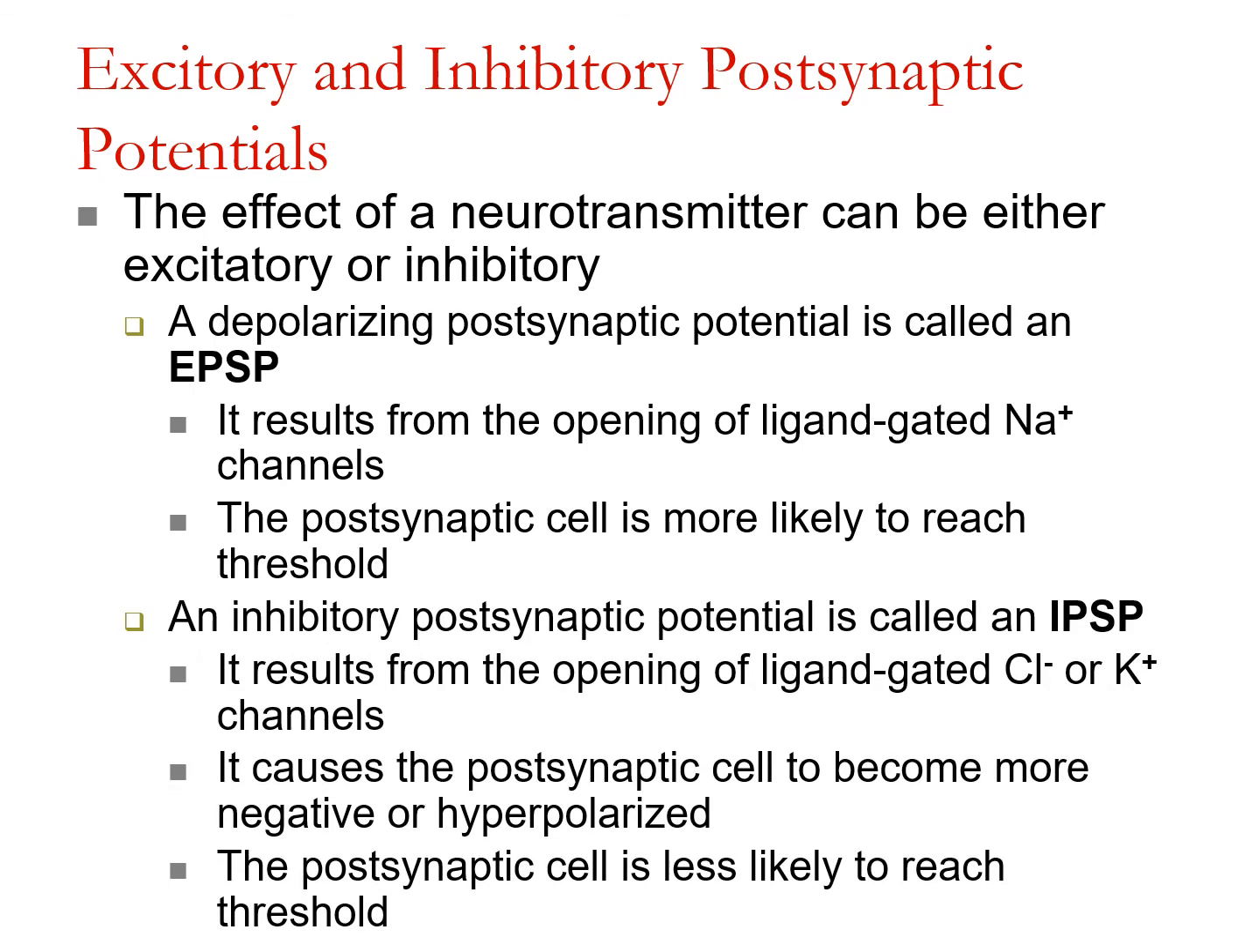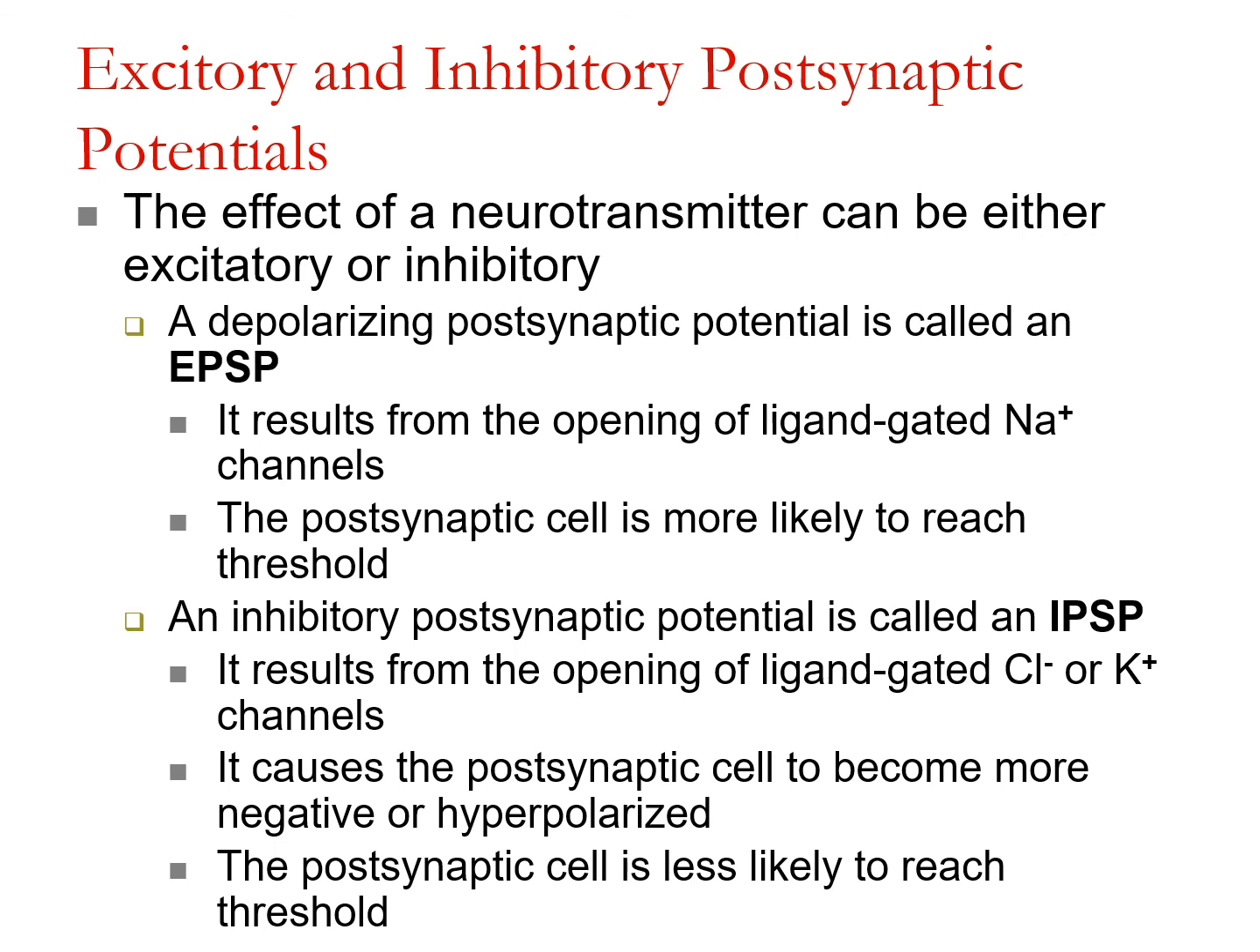On the other hand, inhibitory postsynaptic potentials, abbreviated IPSPs, result from the opening of ligand-gated chloride or potassium channels. Now recall that chloride ion has a higher concentration outside the cell. So when channels for chloride ion open, negative chloride is going to flow into the cell and make the membrane even more negative, moving it away from threshold.